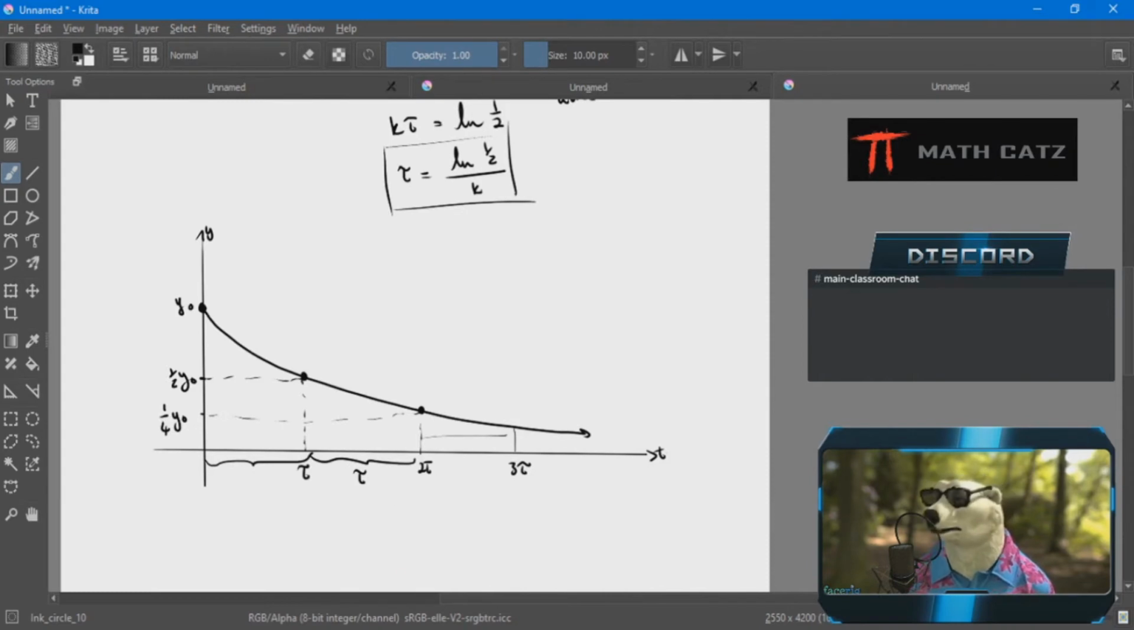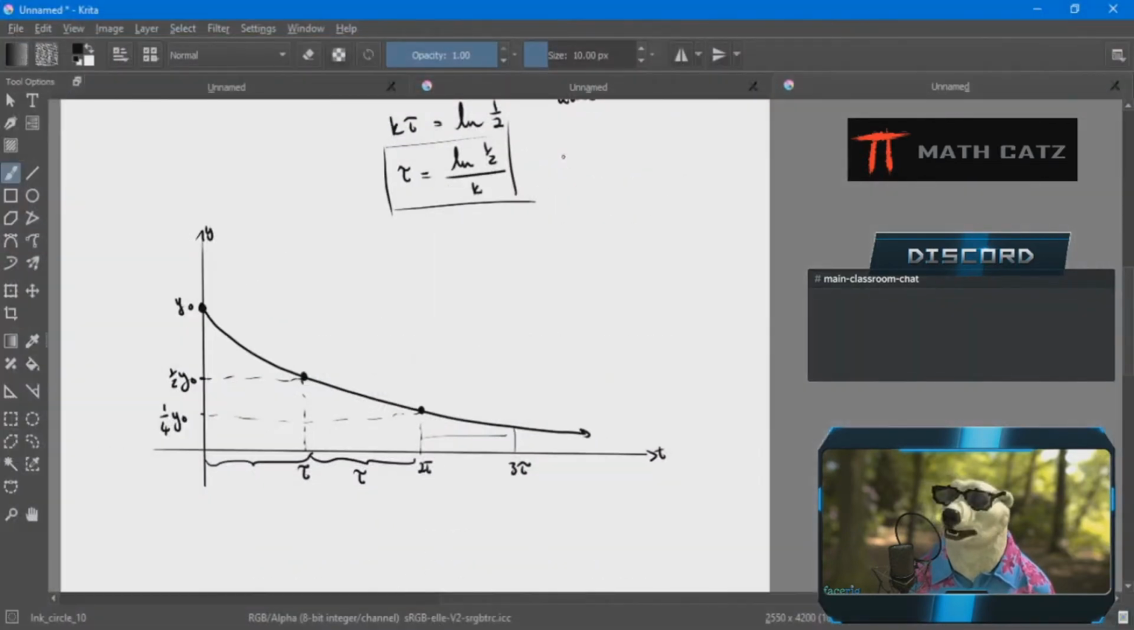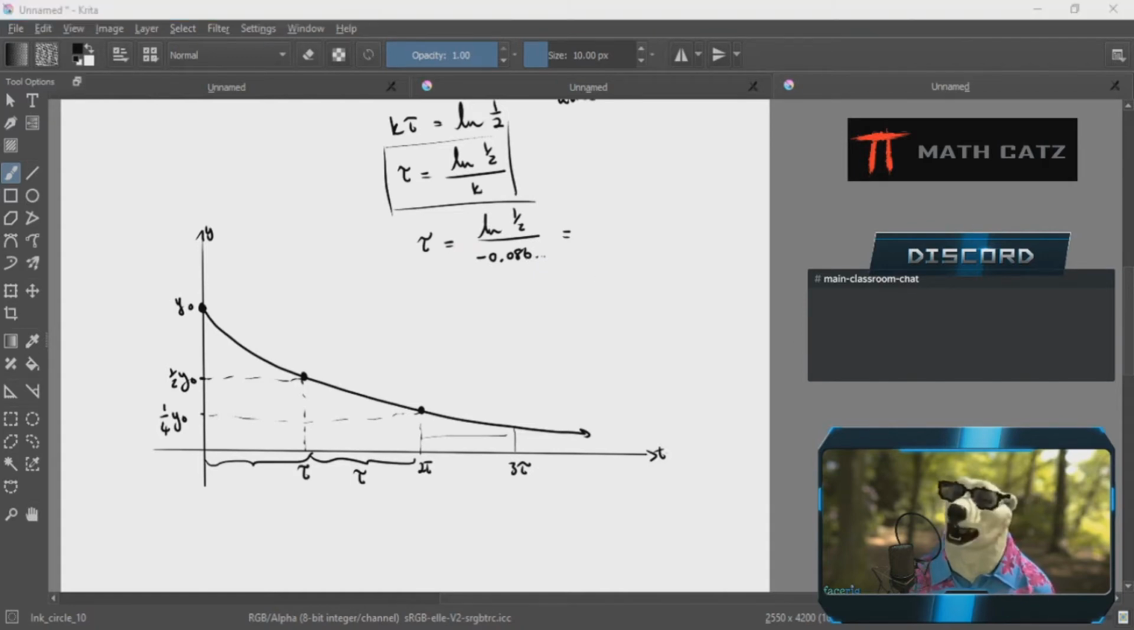So let's see that last bit of the question. Find the half-life of iodine 131. Now you see here in our example, we can now continue this for our radioactive substance. It'll be log of a half over our negative 0.086 and so on. So let's calculate that. I want to use enough of my k value so that when I round to a couple of decimals, I am still accurate.